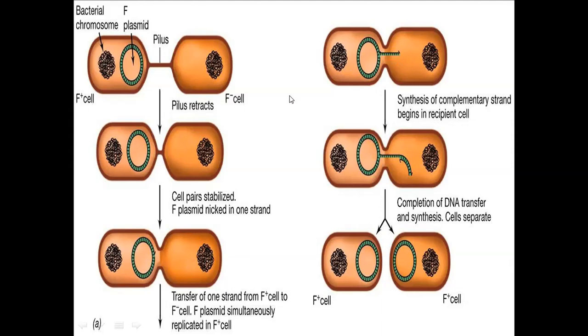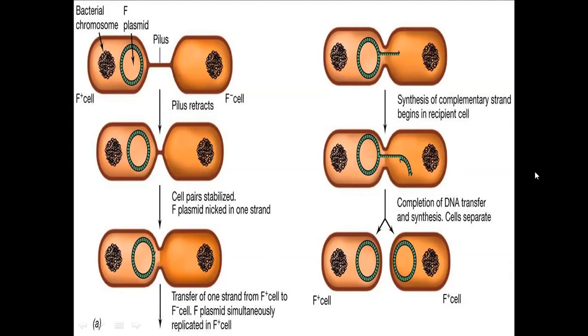This is the detailed step. Directly you can write it here. Then the F plasmid will be replicating and transferred here. Both cells will then be male, because this was already the male cell, and once the F plasmid is transferred, this one is also termed male. So two male cells each have the F plasmid in addition to the bacterial chromosome. This is called conjugation.